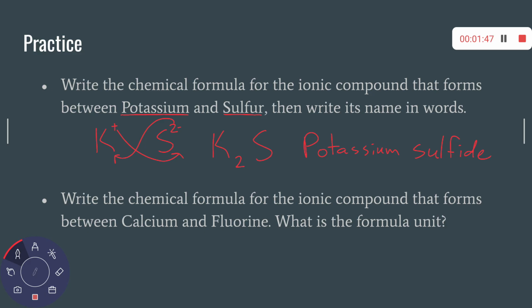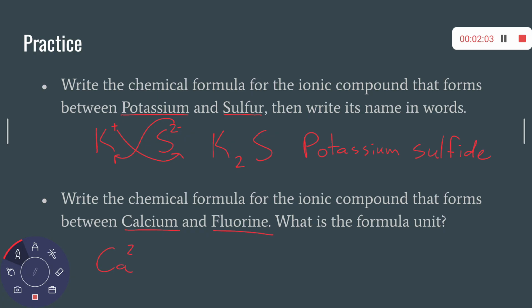So let's try the next one. Write the chemical formula for the ionic compound that forms between calcium and fluorine. Now we're asked to find its formula unit. So I do know this is ionic, metal and nonmetal. And now I'm just going to do my drop swap.